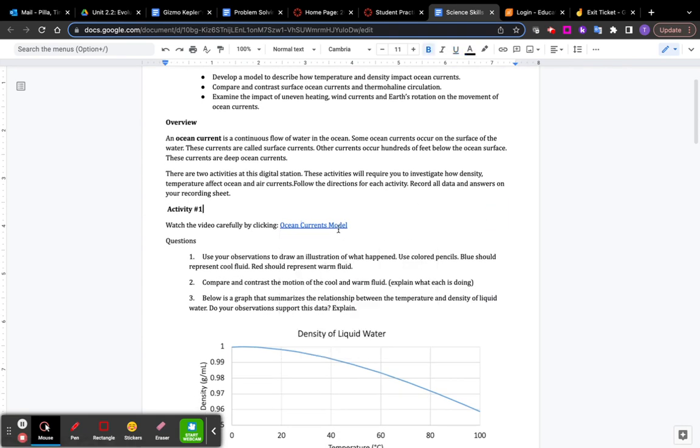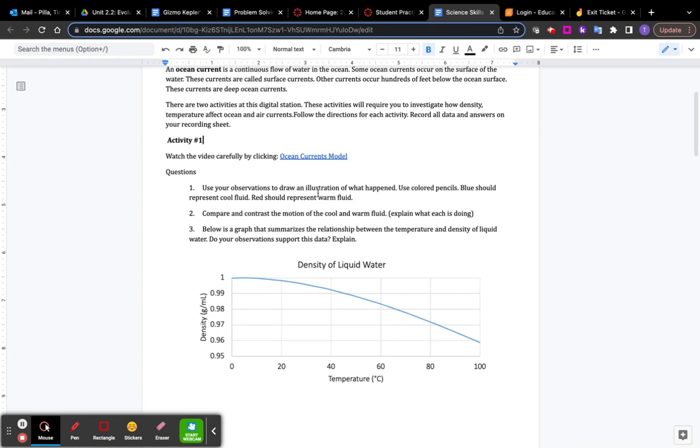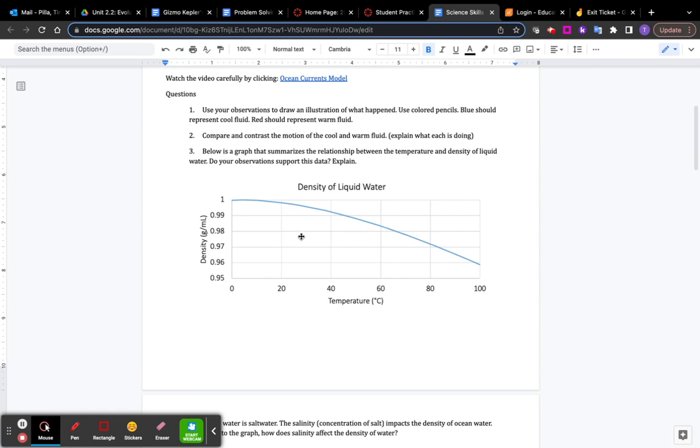Really focus. It's going to ask you to make a diagram of what happened on your recording sheet. Okay. Then it says compare and contrast the motion of the cool and warm water. That just means explain what each is doing. Is it spinning in circles, doing backflips, sinking, floating? Is it bubbling? What is it doing? Okay. And then when you're done doing that, we're going to answer some questions about that.